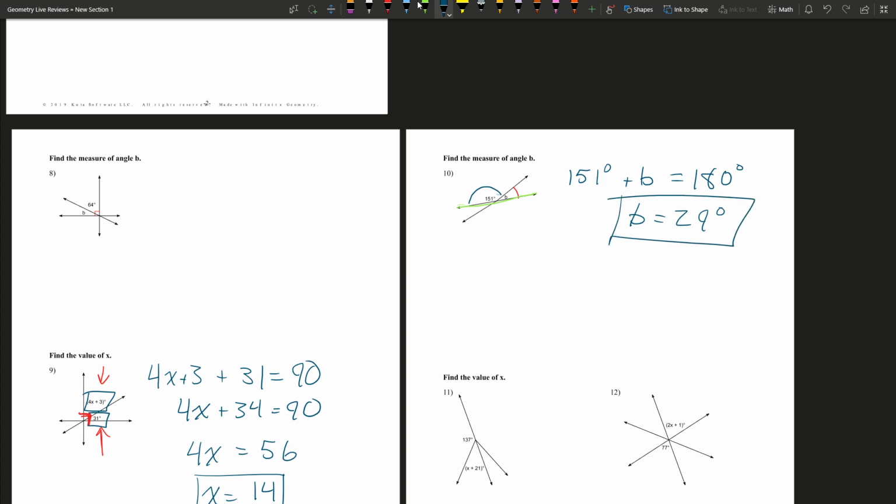That's our answer. So number 9 and 10 rely on a couple of definitions that you should just know. For 10, linear pair and supplementary. For 9, complementary, and whatever we did with the angle addition postulate. And that also goes for number 10.